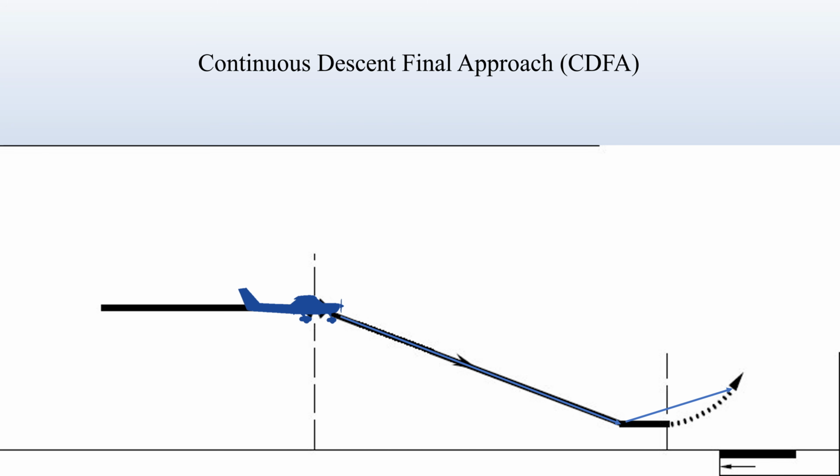This method provides a more stable approach as it doesn't require you to level off at the MDA. You only need to make a large change in pitch and power once on the final approach segment at the final approach fix. So let's take a look at how we would prepare for and execute a continuous descent final approach, or CDFA.